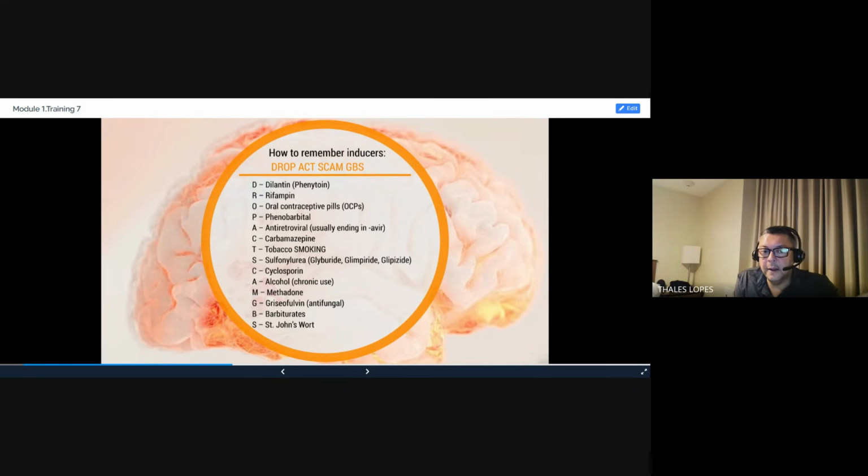inducer, methadone, also antivirals, barbiturates, and so on and so forth, all inducers. You need to memorize at least this list. Okay, this is a very important list, because if you find a medication X plus any of these, then you know that you need to increase your medication X.